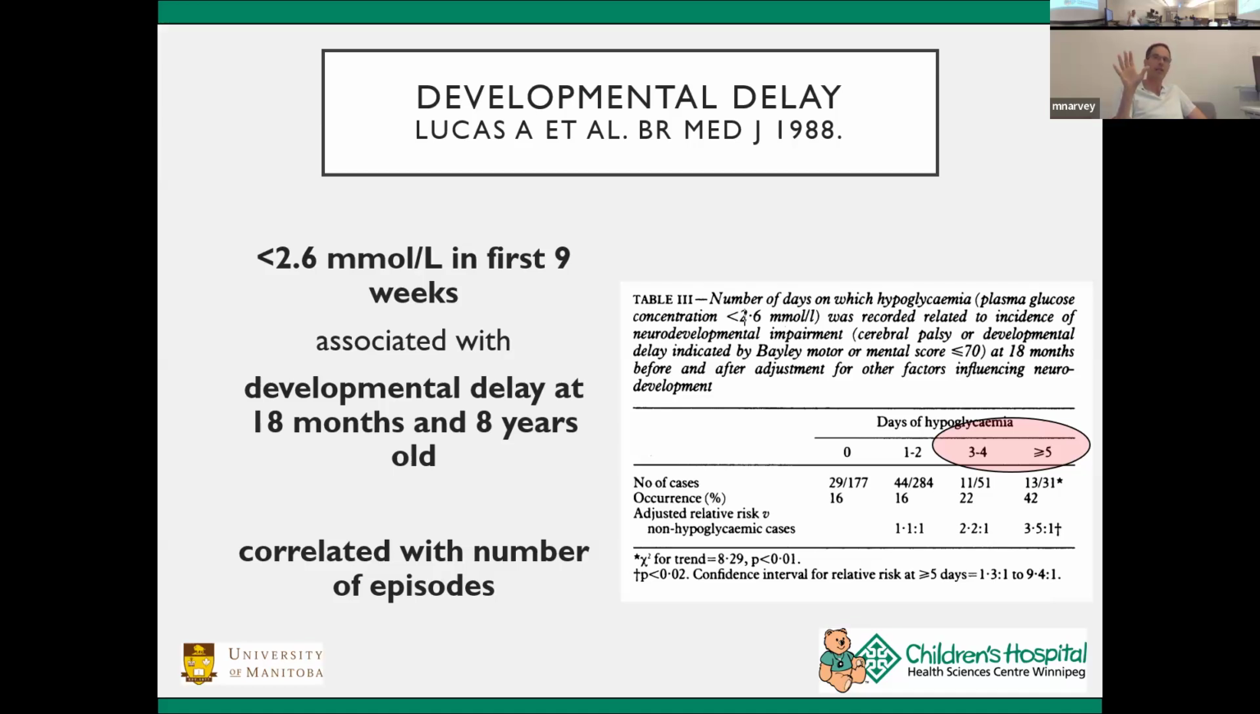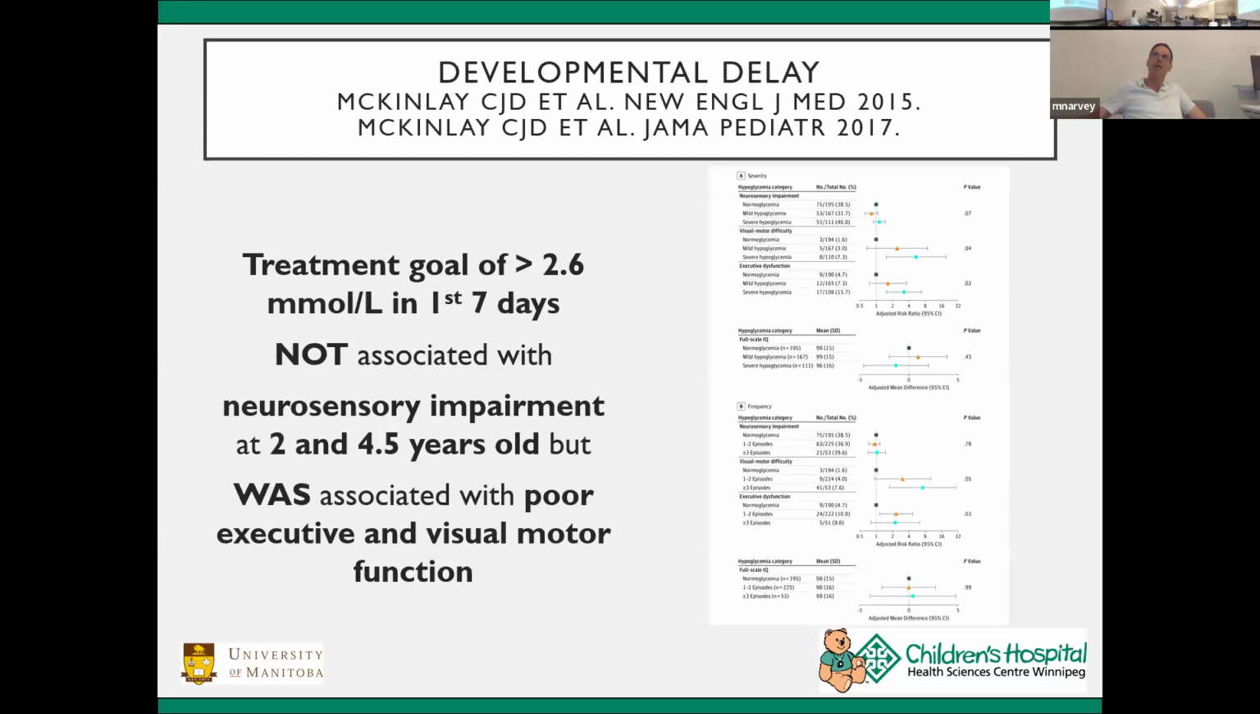And it really suggested that under 2.6 is a dangerous level if you have it too often. So that's where that comes from. Now, back in 2017, McKinley did a follow-up of the glucose gel study, so the Sugar Babies trial from 2013.